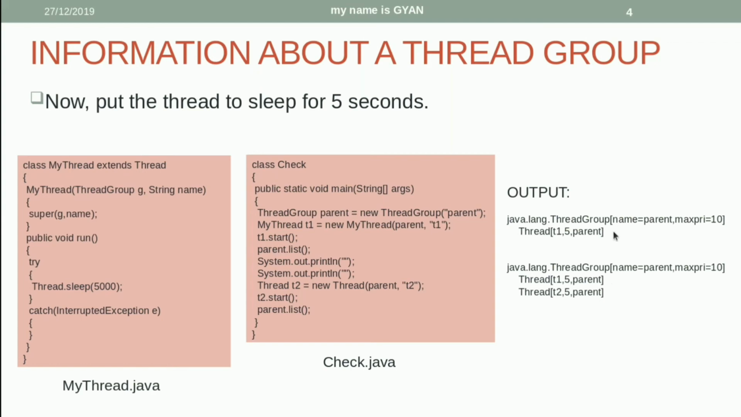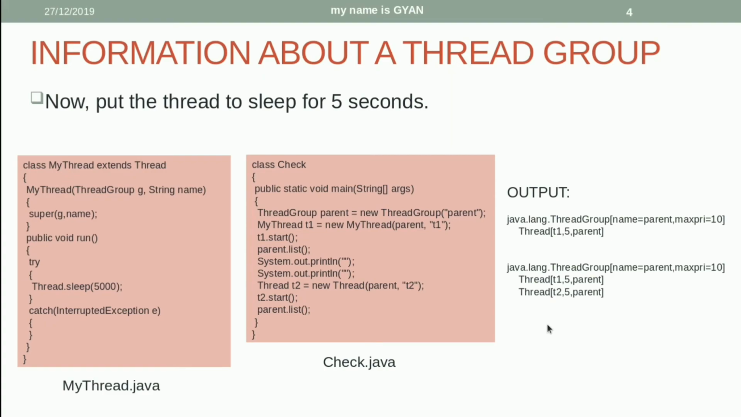And look at the output of the list method. The name of the thread group is parent. The maximum priority of the thread group is 10, which has only one thread whose name is T1. The default priority of the thread T1 is 5 and the thread T1 belongs to the thread group parent.